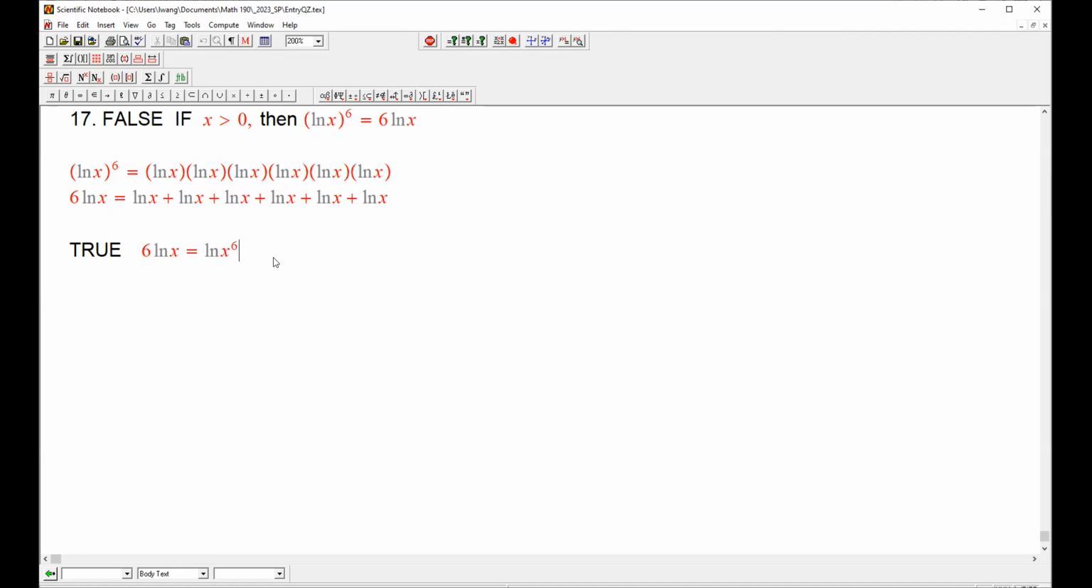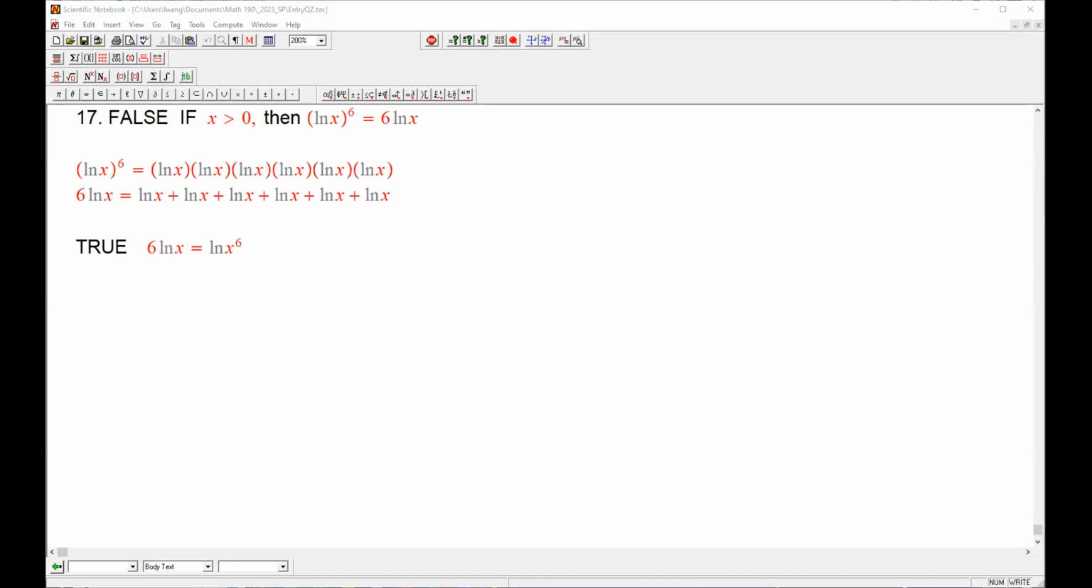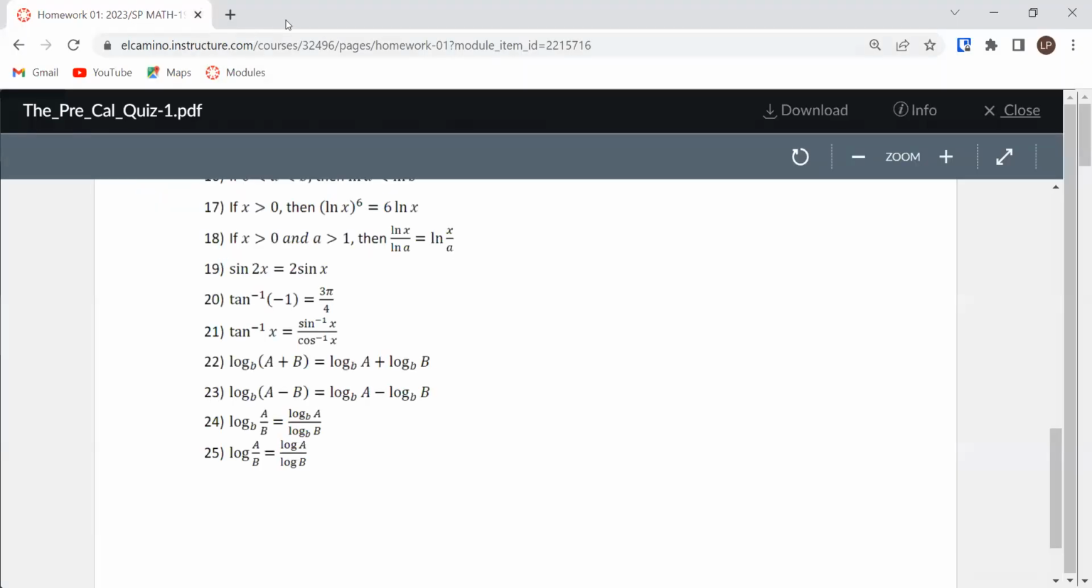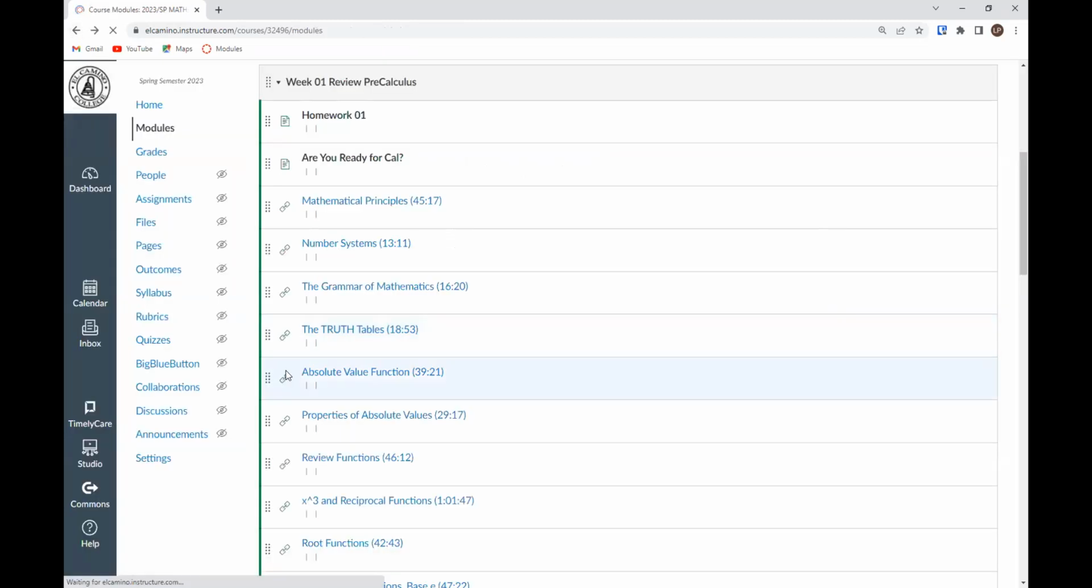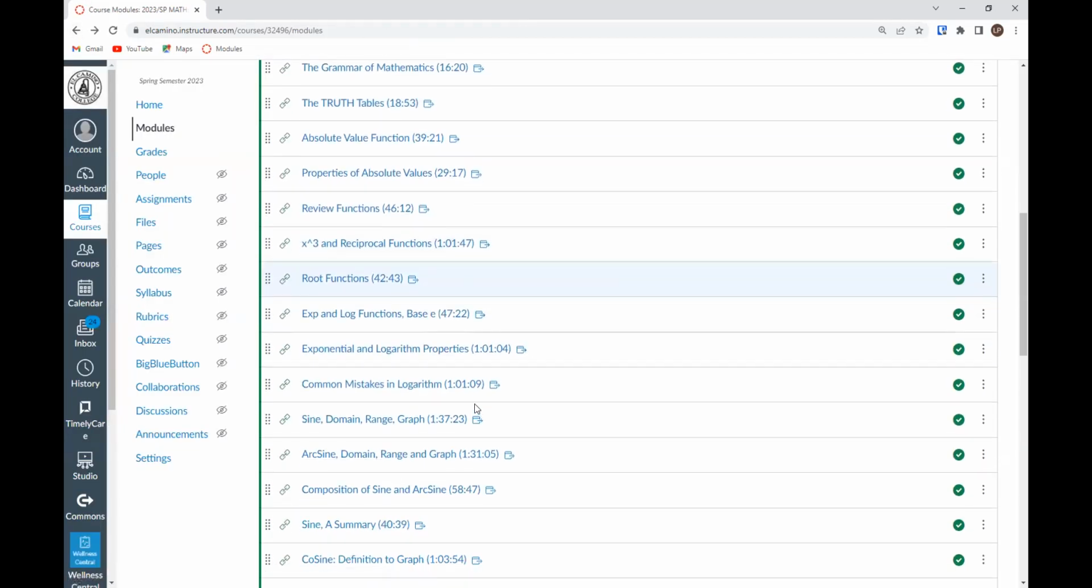Okay, power rule. So I encourage you guys to study the logarithm exponential properties. So let me bring this back here, right? Go back there. So logarithm exponential properties right here on common mistakes. Actually, if you look at the common mistakes, the rest of the questions about logarithm will all be resolved. But here I'm just repeating what I did before.